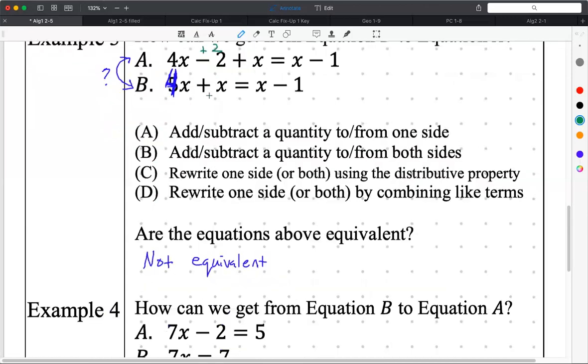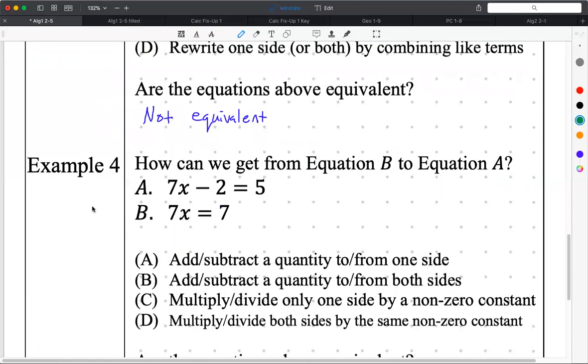Okay, let's go down here to example number 4. How can we get from equation B to equation A? And it looks like, oh yeah, okay, I'll let you guys do the analysis here. Are you doing the same thing to both sides? Are you doing just something to one side? What are we actually doing here? I want to hear from a student on this one, because obviously I made a mistake in the last one, so let's hear from Zeke.